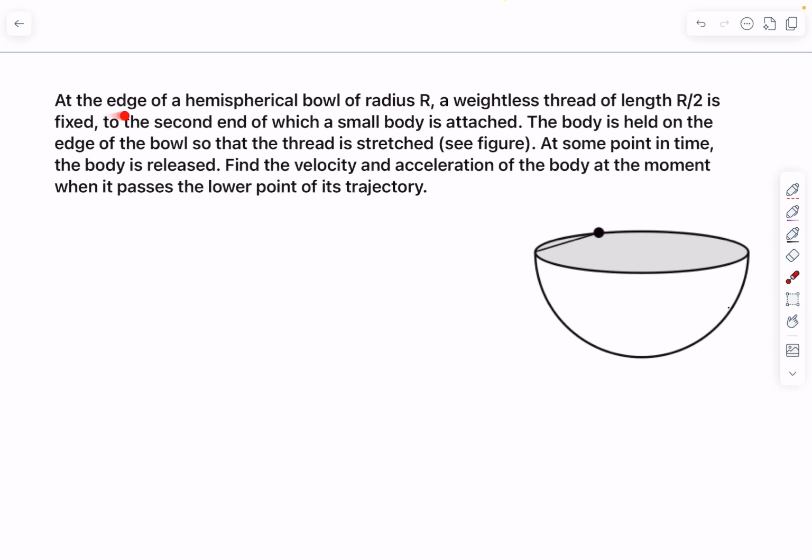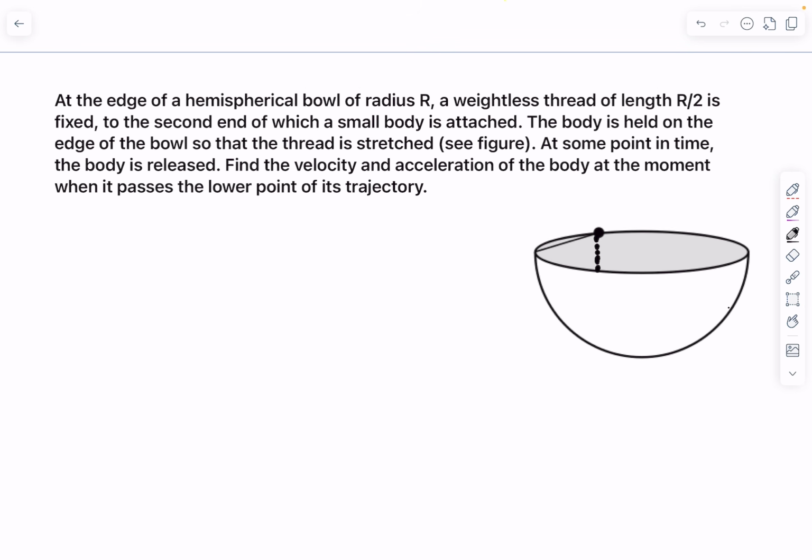It's given that at the edge of a hemispherical bowl whose radius is r, a weightless thread whose length is r by 2 is fixed. This is the thread they're talking about, and its length is half the radius. To the second end of it, a small body is attached. The body is held on the edge of the bowl so that the thread is stretched. At some point in time, the body is released, and we have to find the velocity and acceleration of the body at the moment when it passes the lowest point on its trajectory.